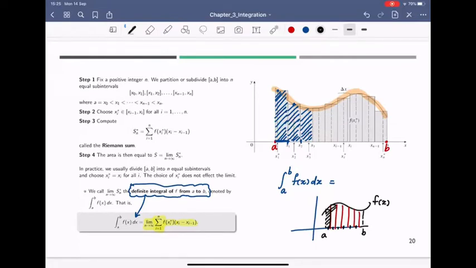I draw the stack here, for example. Well, this is going to be my approximation for the area under the curve. And then I take the limit when n goes to infinity. So that is how we compute the integral from a to b of f of x dx. This is the real definition, but this is 2020.